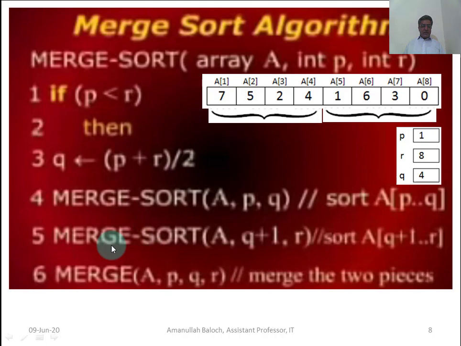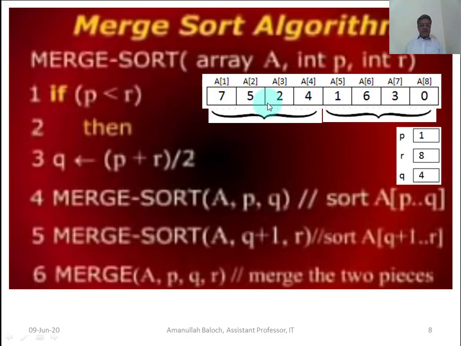Here, what did the computer do? Merge Sort receives A, the whole array, but it is also instructed that the algorithm has to consider only the second part. How? The value of q is 4, 4 plus 1 becomes 5, 5 is passed to p, and r is 8, 8 is passed to r. 5 to 8, index number 5 to 8, this is the second section. We have divided this whole subarray into two sections.